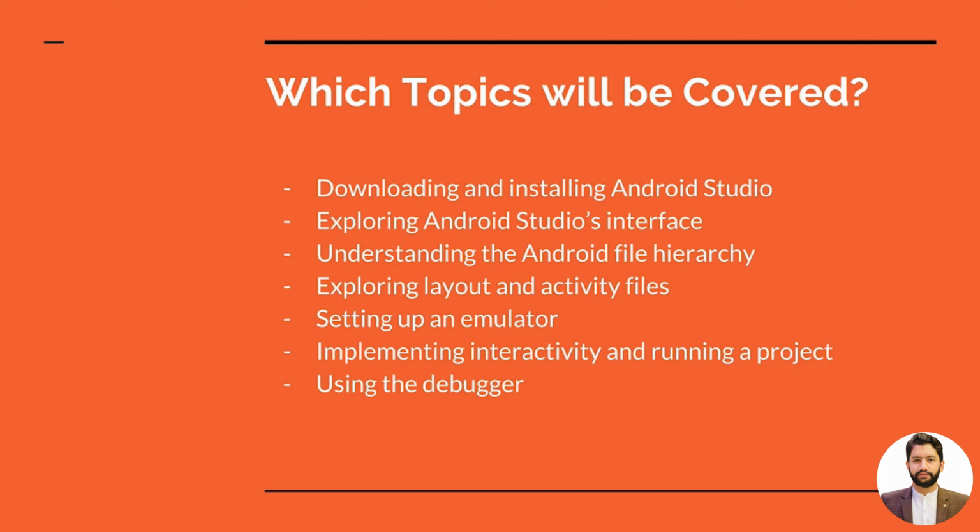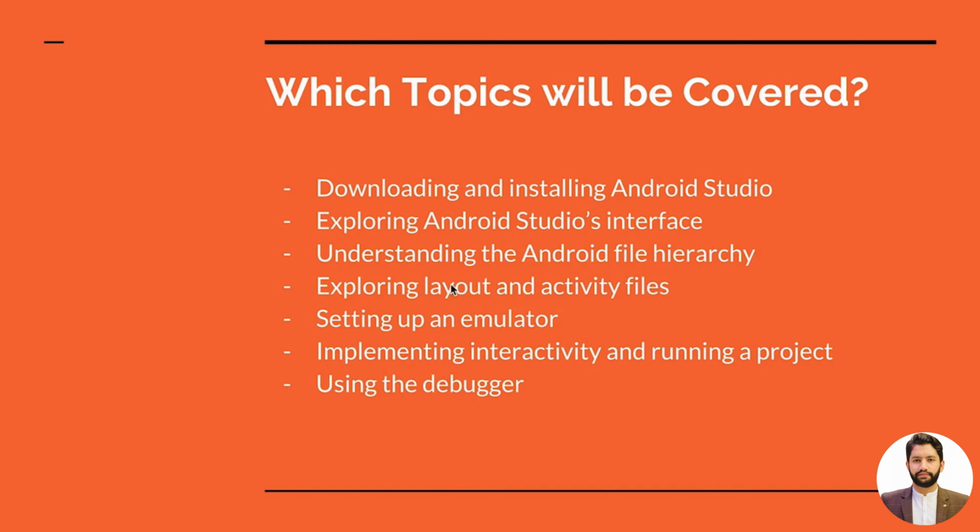Now, which specific topics are we going to be covering and in which order? We'll first focus on downloading and installing Android Studio. Obviously, we need to get our hands on that software. Then we'll explore Android Studio's interface, just take a look at the different windows, where to find the pieces that we need to make Android Studio functional. Then we'll get to know Android Studio's file hierarchy, where to find the files we need, how it's all stored, and which files do exactly what for our project.